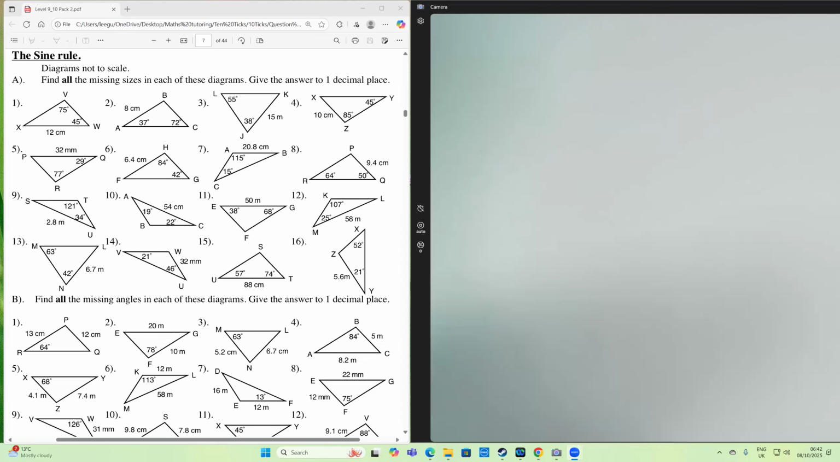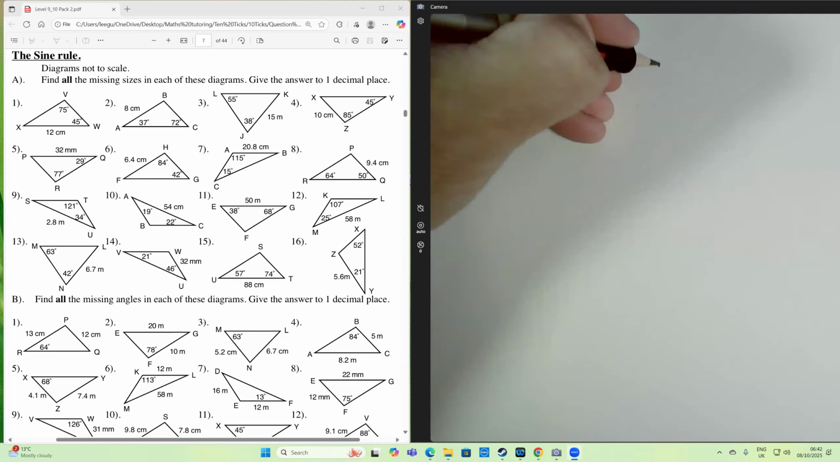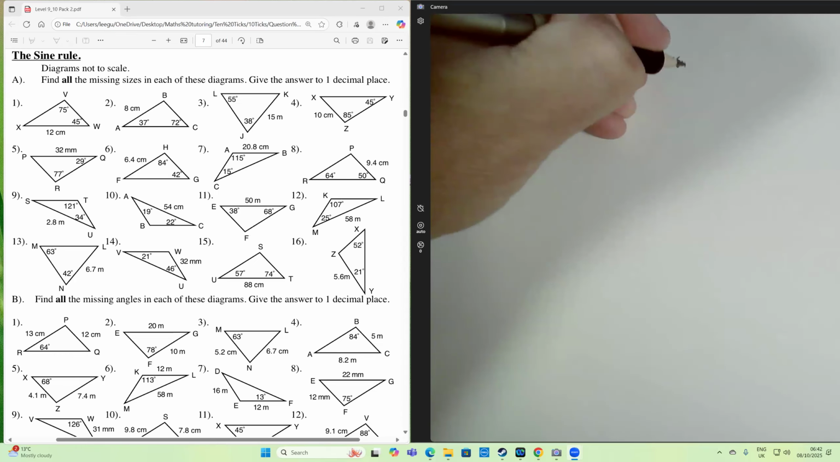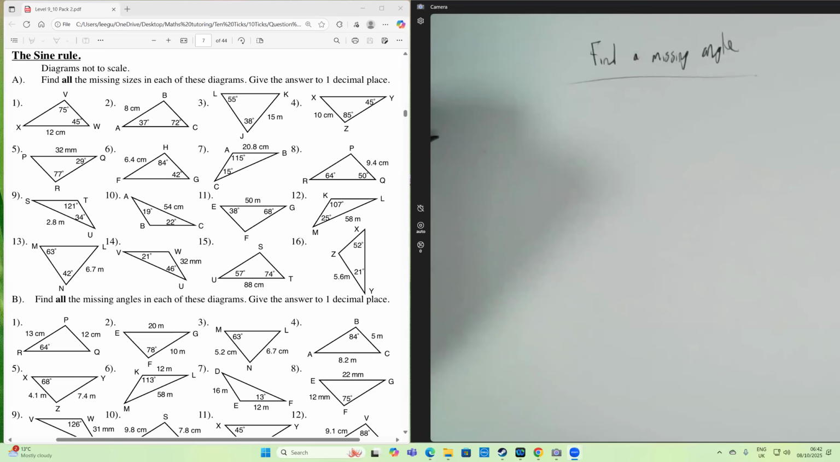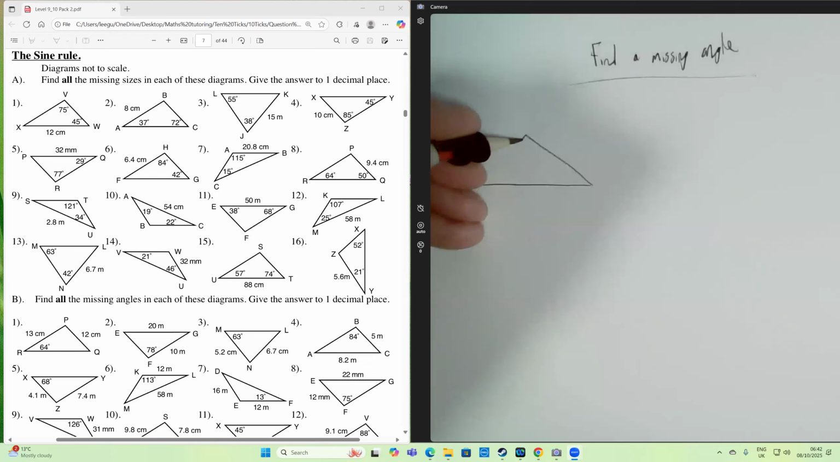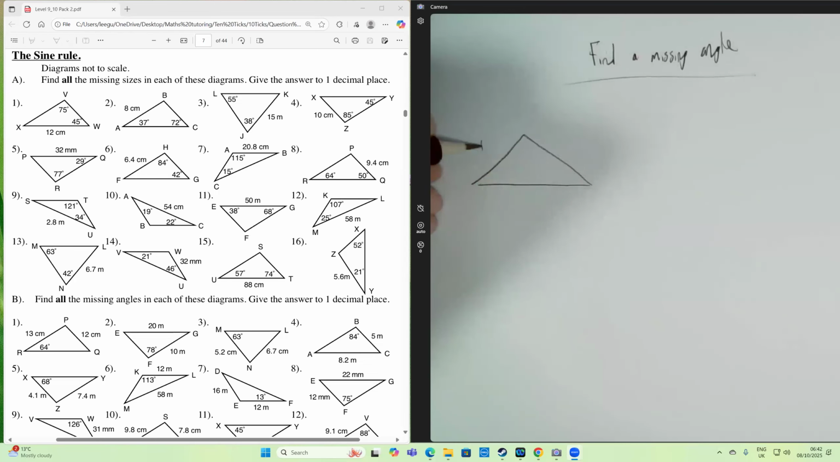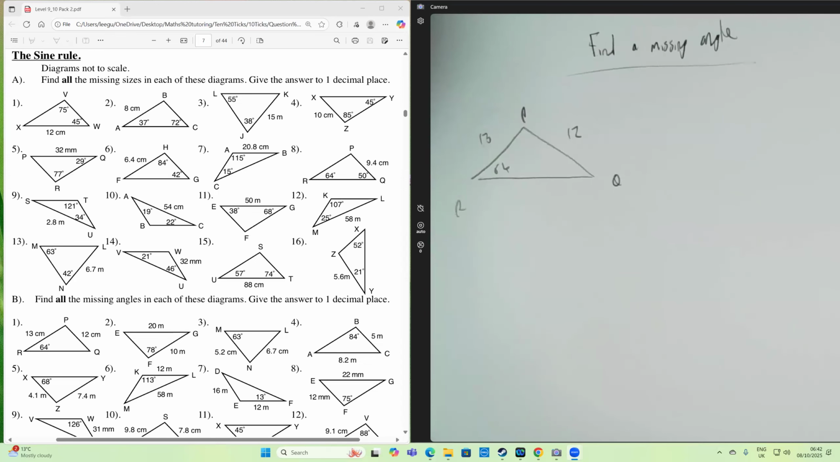Now, let's consider how we're going to use the sine rule to find a missing angle. So now we're going to find a missing angle, okay? Let's look at part B, part 1. We've got a triangle here, which is 13, 12, and 64, triangle RPQ. And what we want to do is try and find all of the missing angles.